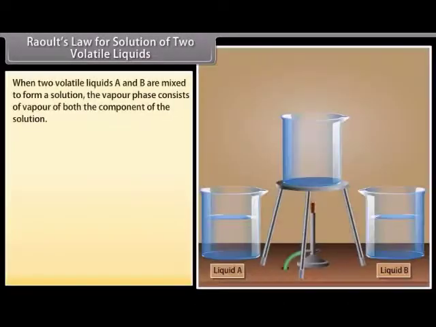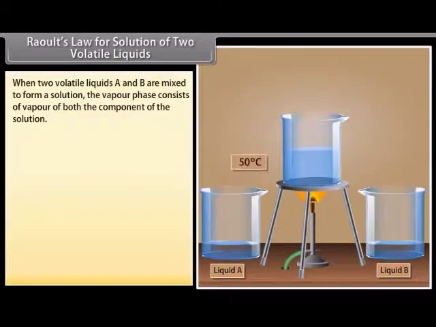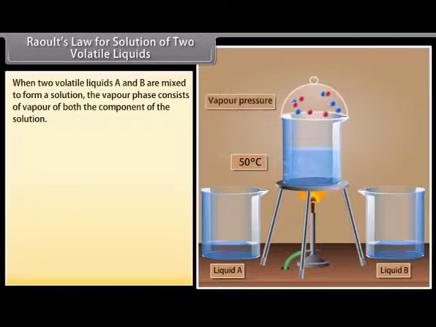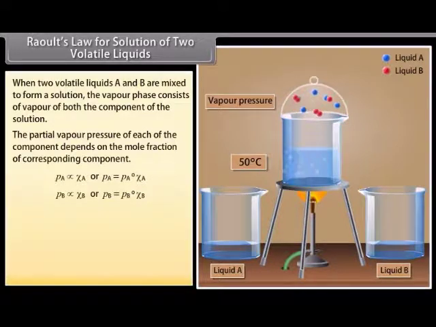Raoult's law for solution of two volatile liquids. When two volatile liquids A and B are mixed to form a solution, the vapor phase consists of vapor of both the components of the solution. The partial vapor pressure of each of the component depends on the mole fraction of corresponding component. PA = P°A × XA, and PB = P°B × XB.